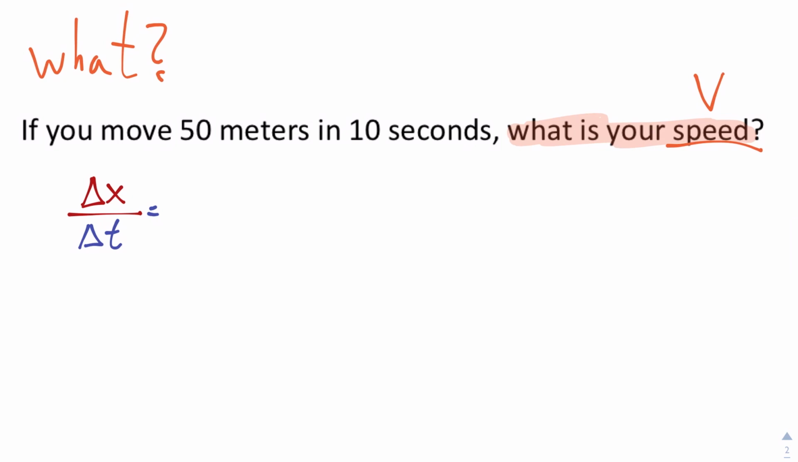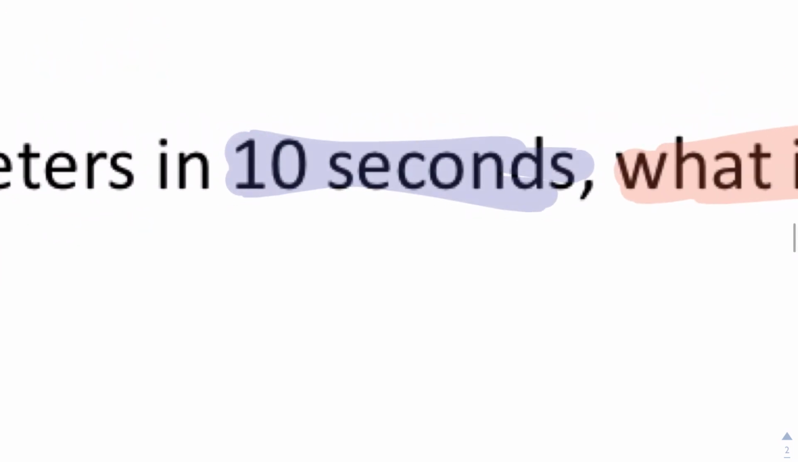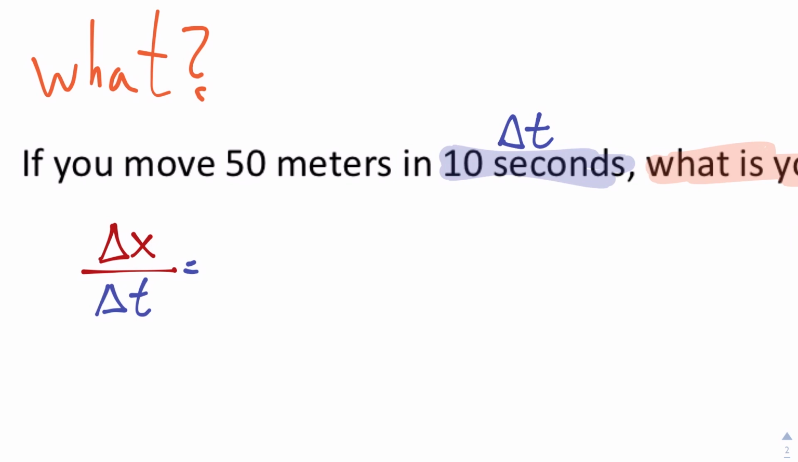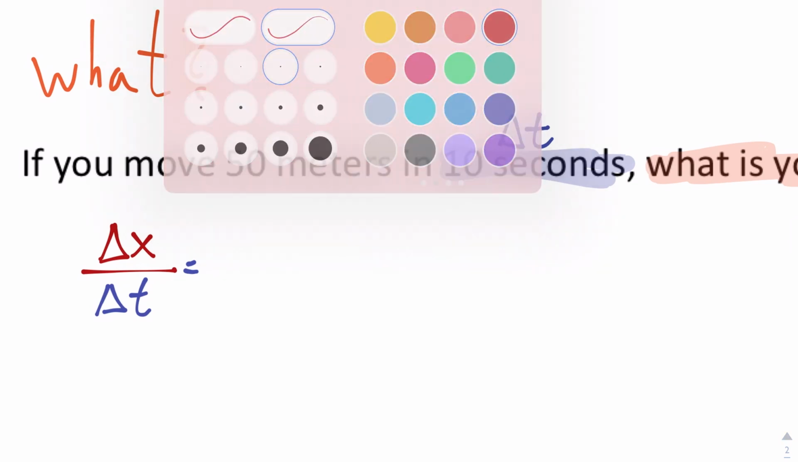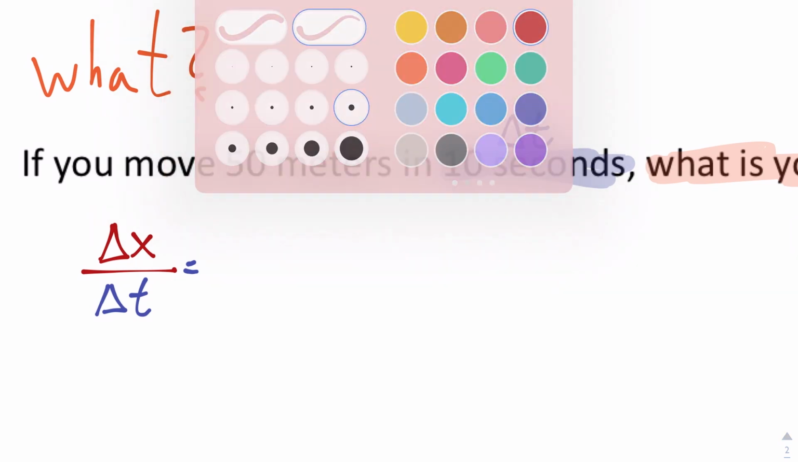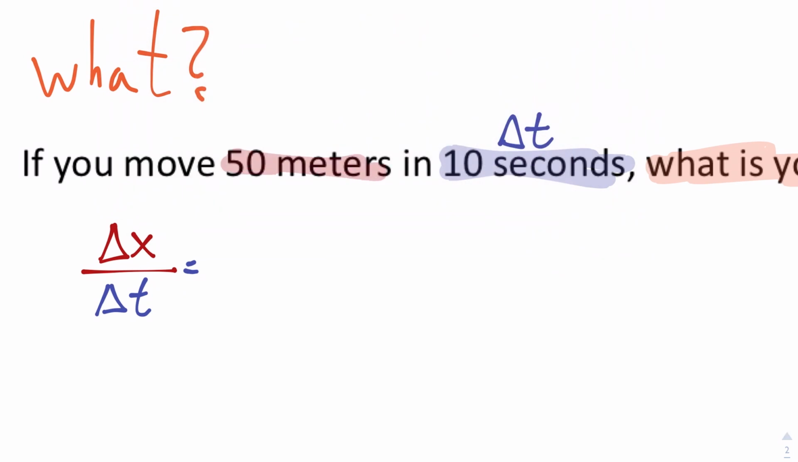Let's look for a change in time, delta t. Where's delta t? I see delta t right here, 10 seconds. That's how long my time was. Well, what's my delta x, my change in position? My change in position is right here at 50 meters. I moved 50 meters. That's my delta x.